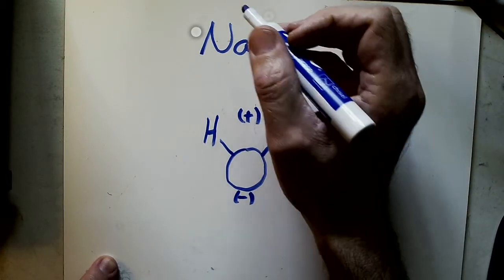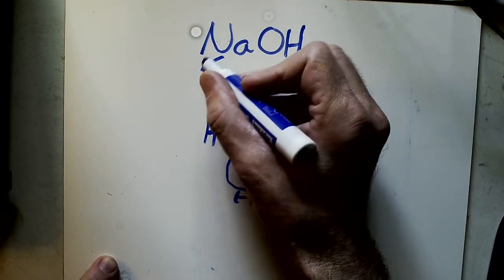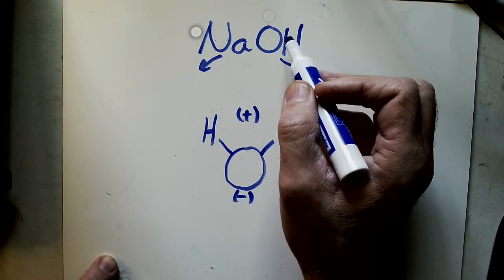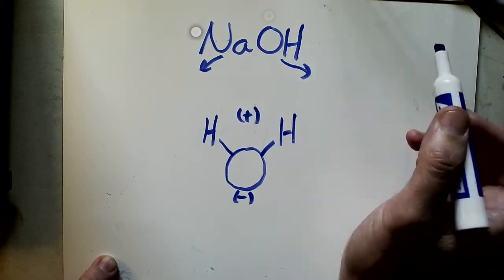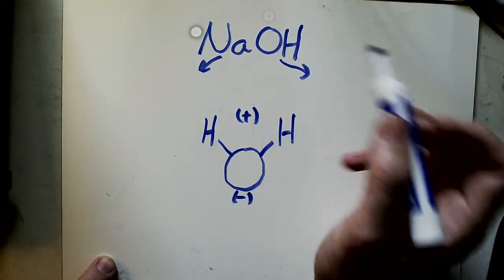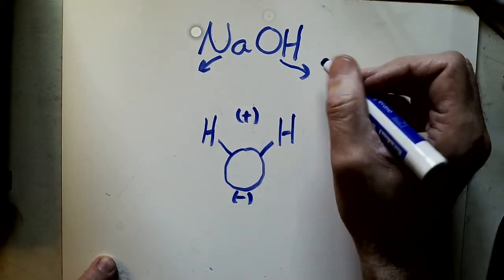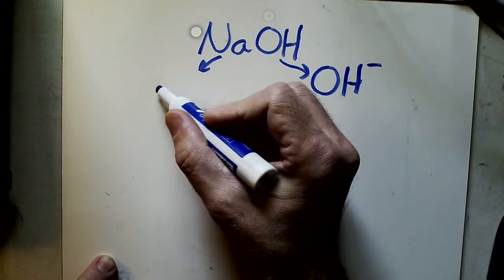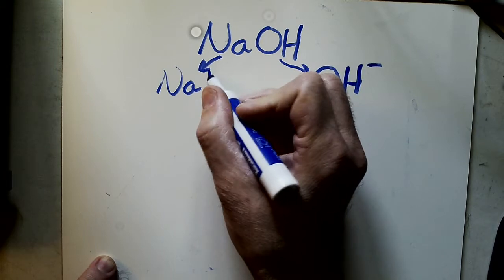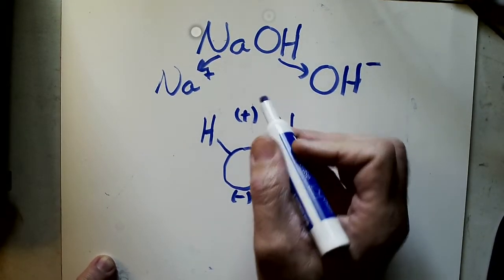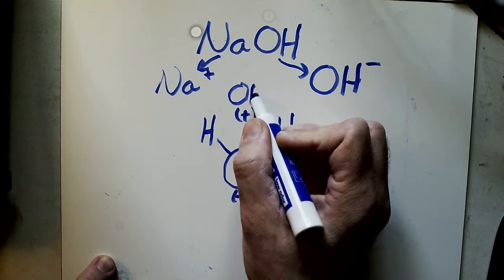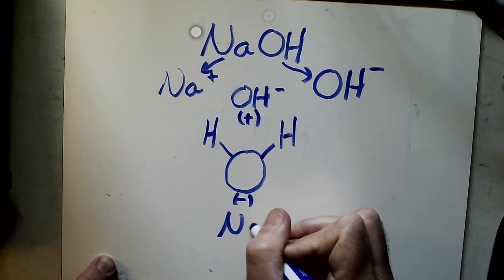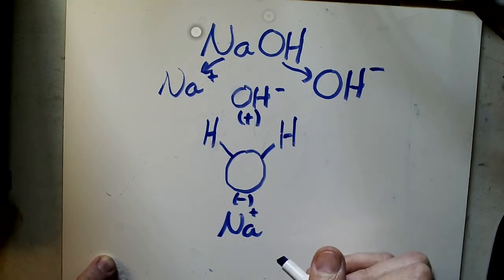Same thing, it's going to dissociate, it's going to break apart. Now this is different though. This is going to break into a polyatomic ion, which you have written down from your notes. There's a whole bunch of polyatomic ions. OH, or hydroxide, is just one of them. So I'm going to put OH negative and Na plus. The OH negative attaches to the positive side because it's negatively charged. And the sodium, just like salt, hooks on the positive side.